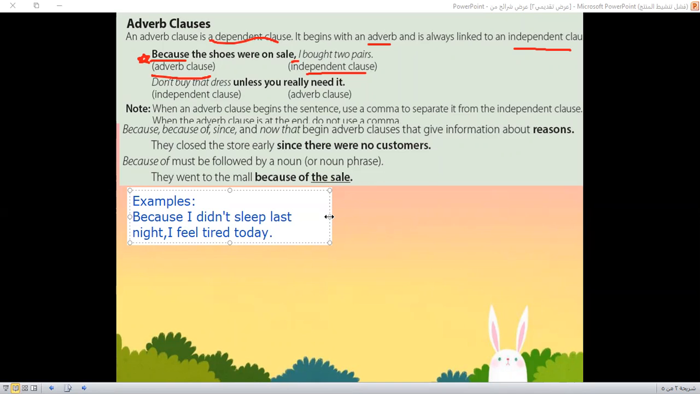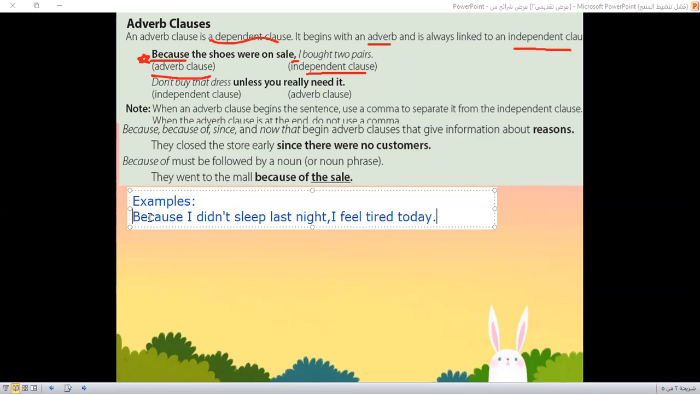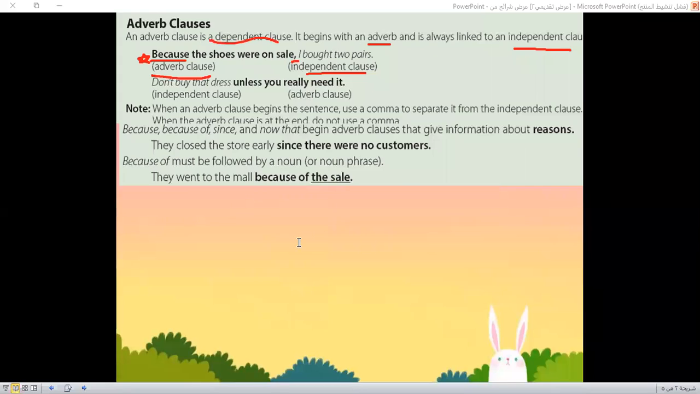You see, I started with the adverb. Because is an adverb, and this is the adverb clause. The adverb is this word alone, because. Since the sentence began with because, it becomes an adverb clause. Up to here we call it the adverb clause. I feel tired today is going to be the independent clause. Right, because I started with the adverb clause, I'm going to write a comma.